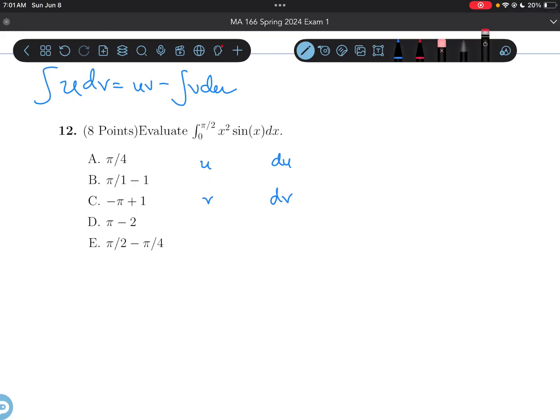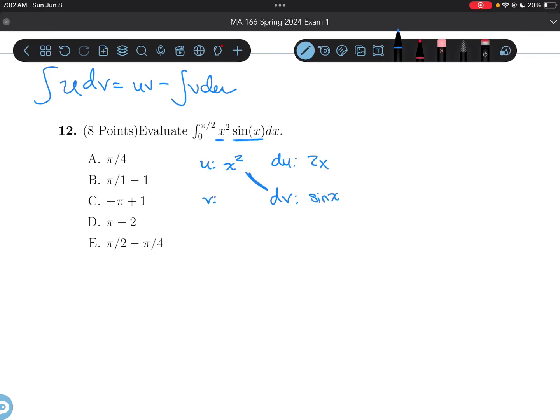For this problem it's pretty clear that we're going to set u equal to either x squared or sine x. Suppose I set u equal to sine x. Then du becomes cosine x, and v would become x cubed over 3, which is more confusing. We don't want that, because then our new integral would be of x cubed over 3 times cosine x, and that's way more complicated. So we set u equal to x squared, which makes du 2x, and we set dv equal to sine x.